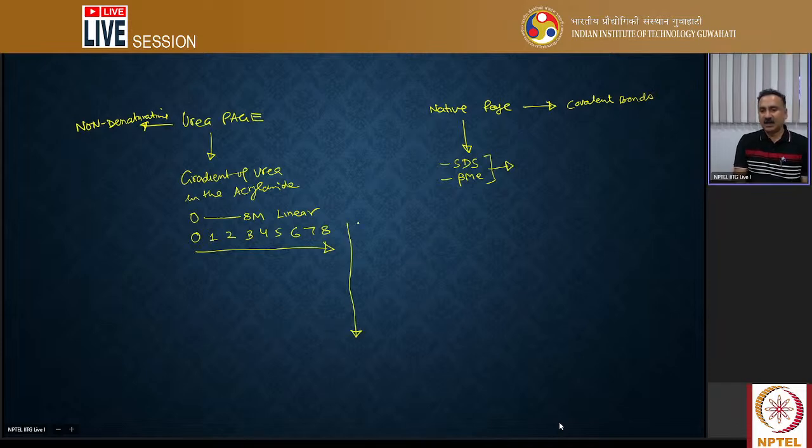Sometimes you're going to have the linear gradient, so 0 would be on the top and 8 molar would be at the bottom. Either way, it can be done. Either you can have a gradient this way or you can have a gradient this way. The end result is going to be the same.